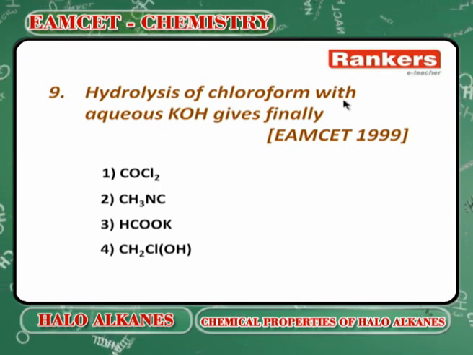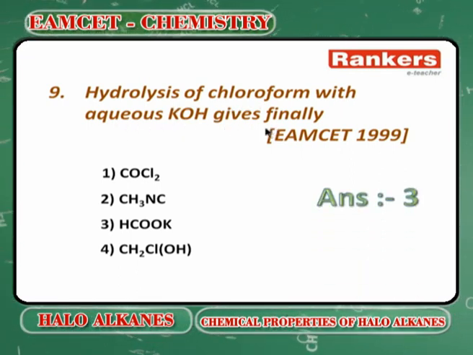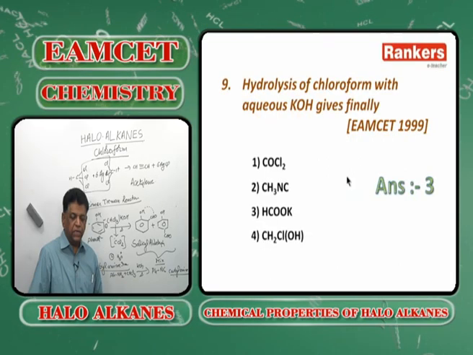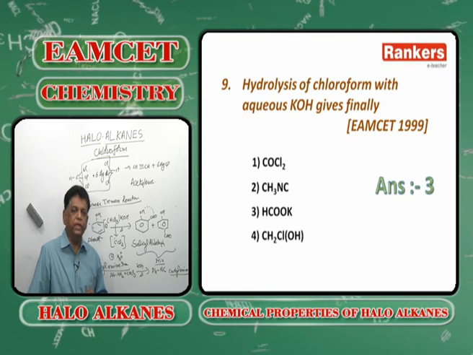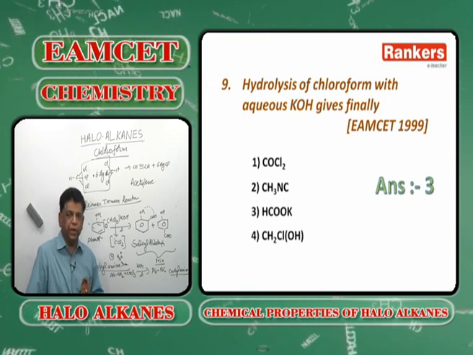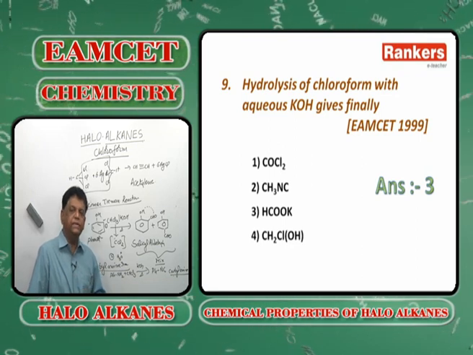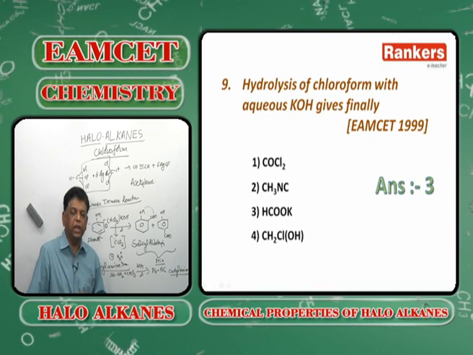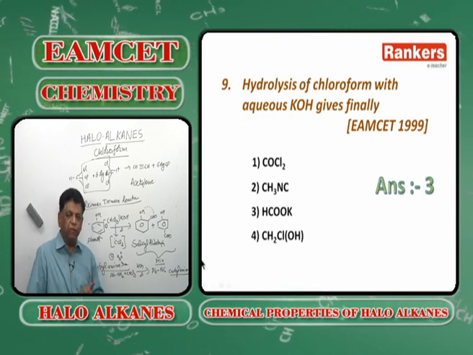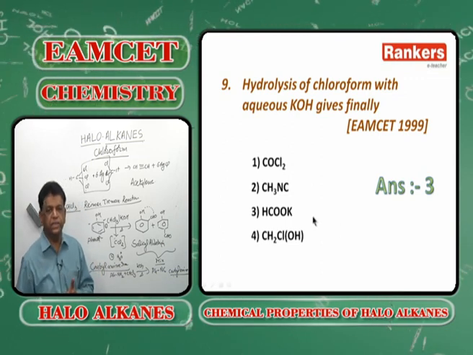Hydrolysis of chloroform with aqueous KOH gives finally... So he is also asking, see, the finally means actually the chloroform has three chlorines. If only one chlorine is there, you will get OH, that is a hydroxy compound. If two Cl's on the same carbon, you get two OHs, and two OHs on the same carbon eliminate water, so you will get a carbonyl compound. But chloroform has three Cl's, so consequently you will get a trihydroxy compound on the same carbon.